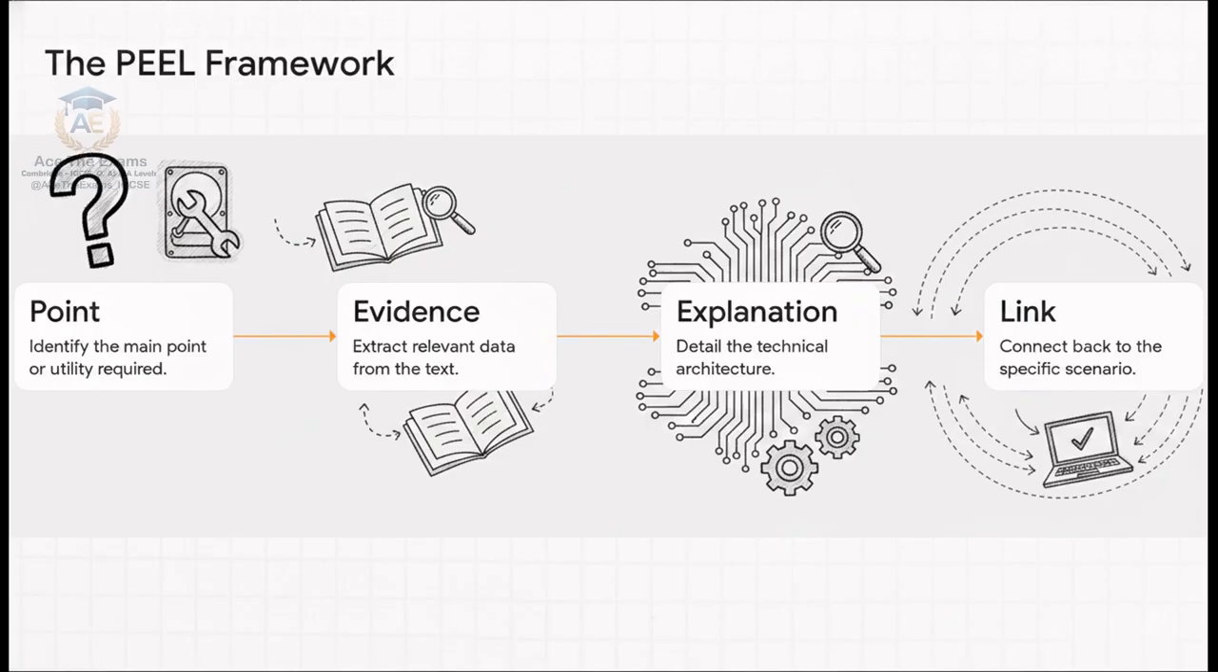You detail the technical architecture, explaining how the formatter utility prepares the disk by creating a file system like NTFS or FAT32, dividing the disk into logical tracks and sectors. And finally, and this is the absolute most important part that everyone forgets, the link.